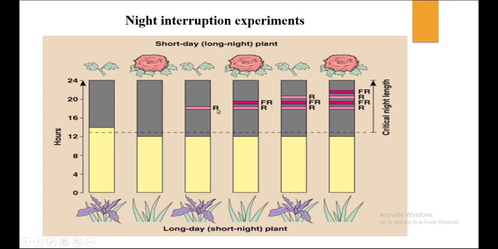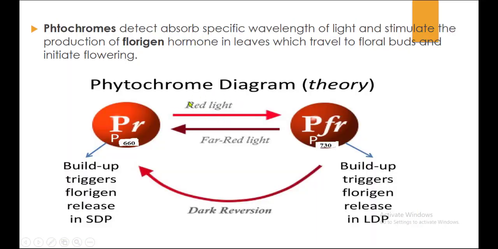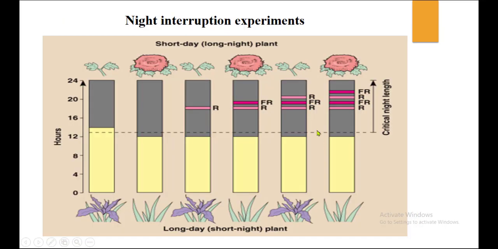So red light, I already told you, makes phytochrome 730, and P730 is important for long day plants. This R represents red light, and if the night is interrupted by red light, flowering is stimulated in long day plants. Although the dark period was greater than the critical period, interruption with red light resulted in flowering of long day plants.